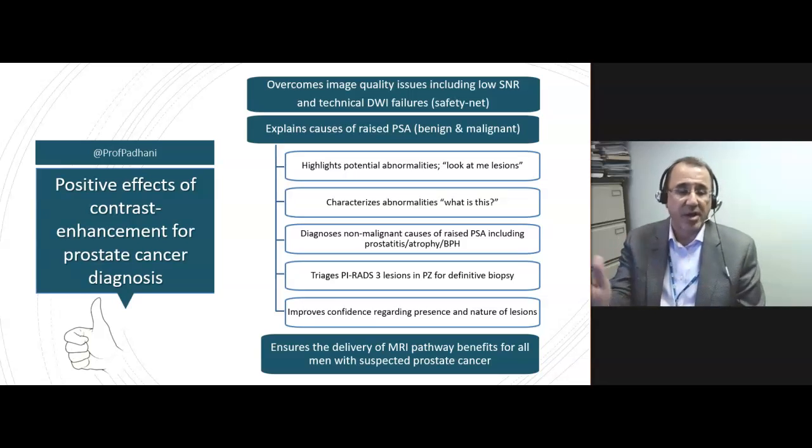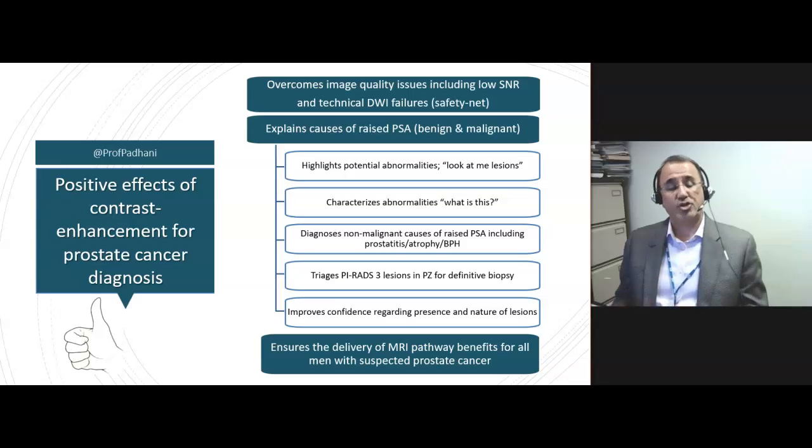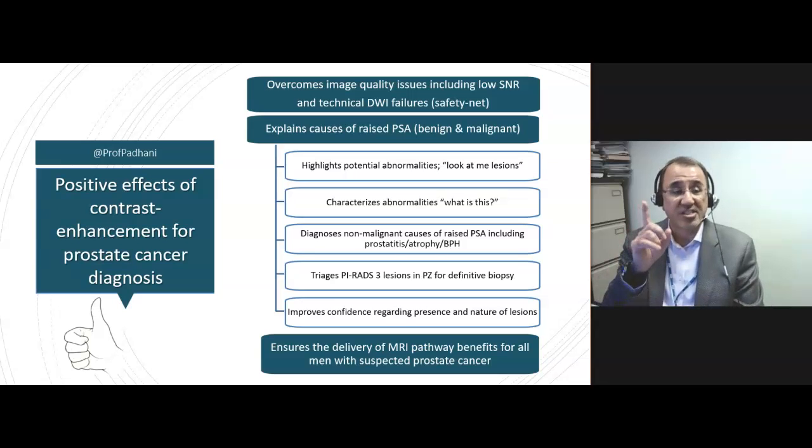It triages PIRADS 3 lesions, as we know, and it improves the confidence regarding the presence and the nature of the lesions that are there. In other words, it helps to ensure the delivery of the MRI pathway to all men who come with suspected cancer.